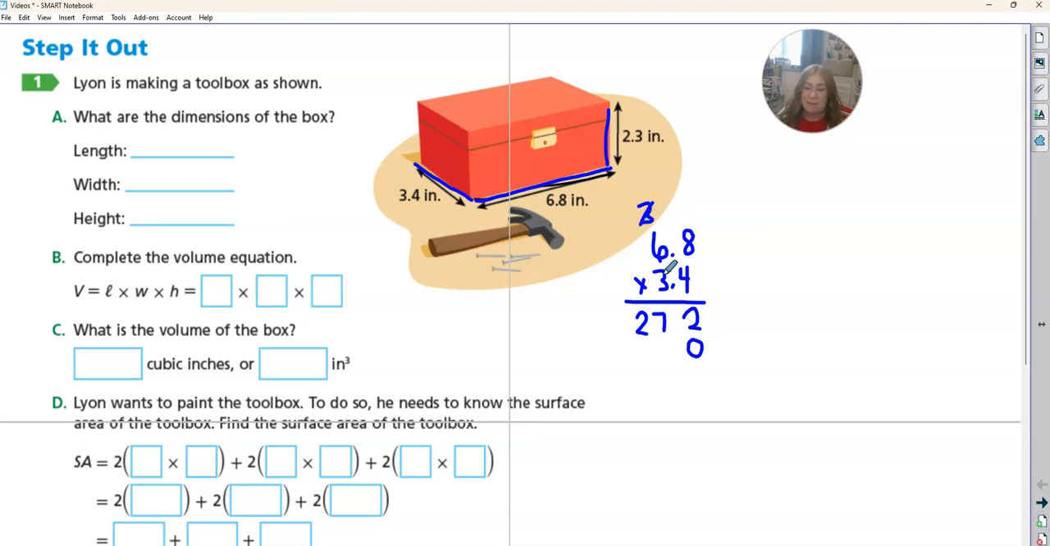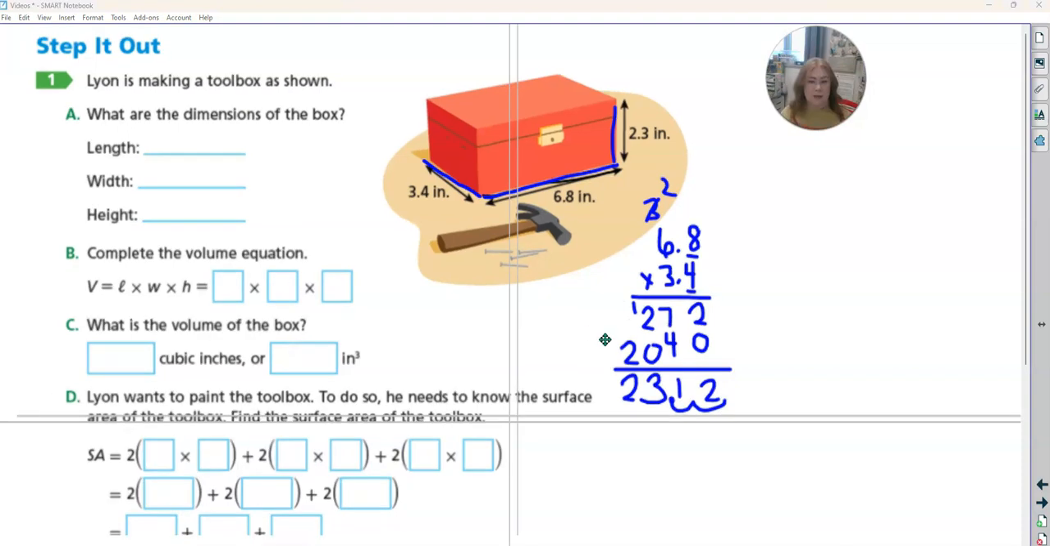We're done with this 3. So we have 3 times 8 is 24. 3 times 6 is 18, 19, 20. So there we have that. And we're going to add these up. There's 11, 3, and 2. If I'm doing 6 times 3, my answer should be close to 18. It has 2 decimal places, so 1, 2 decimal places. So we have found that the base of this toolbox is full of 23 and 12 hundredths of a cube.